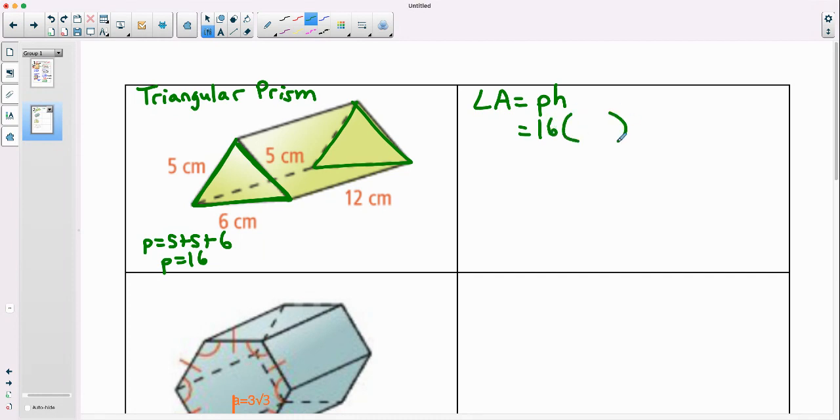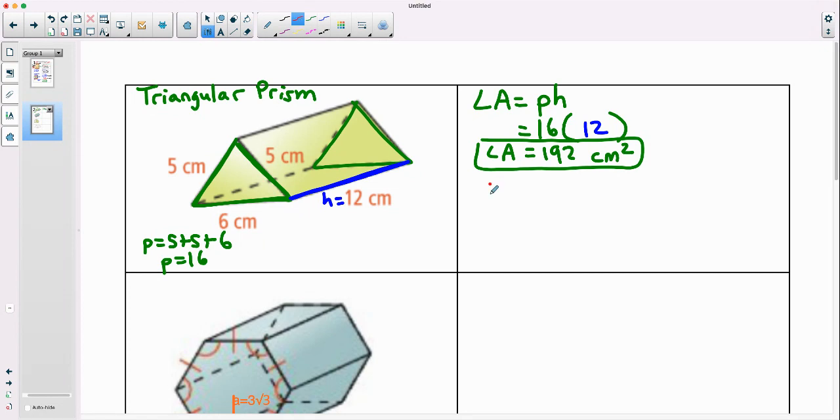For height, what we use is the distance between the bases. So that's how far apart the triangles are, and that's a number that's given to us, which is 12. So the lateral area is just 16 times 12. That's going to be everything but the triangles, like the left and the right and the bottom all added together. That's 192 square centimeters. Perimeter times height.